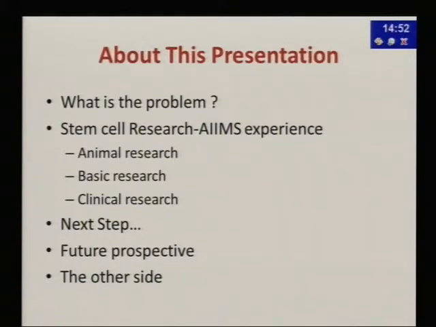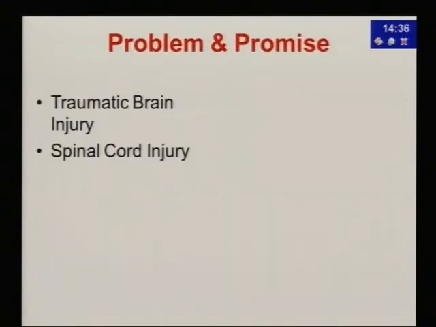So what is the problem? How are we going to address it, using clinical, preclinical, and basic research, keeping AIIMS as a model, whatever work has been done in AIIMS, and what should be the next step, how to reach the optimized level of stem cell research. So what are the problems? The problem we are going to address is injury to the brain and the nervous system.